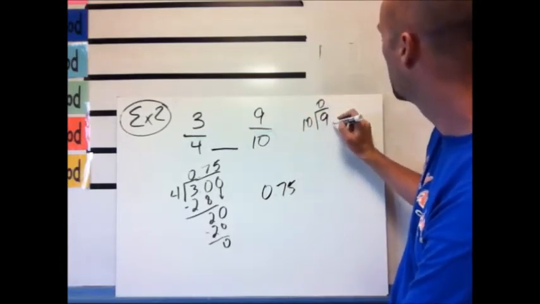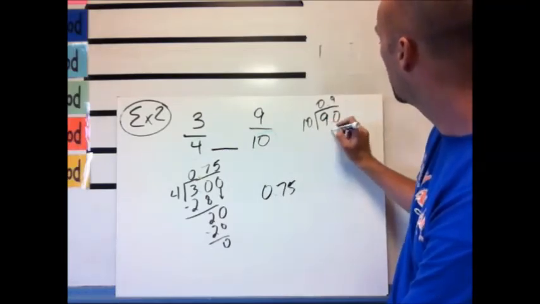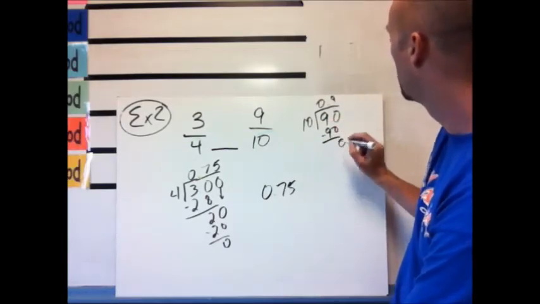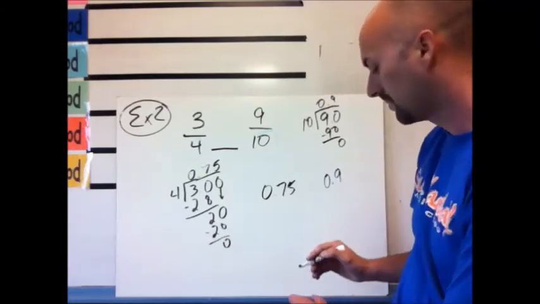I come over to here and I say 9 divided by 10. 10 can't go into 9. Decimal and a 0. Make your decimal jump up. 10 into 90, 9. And it's 9/10 written that way, 0.9.